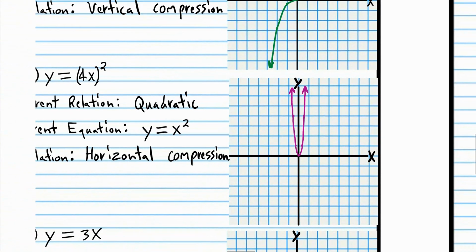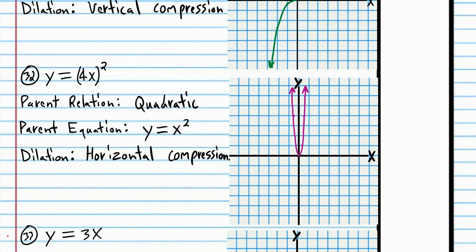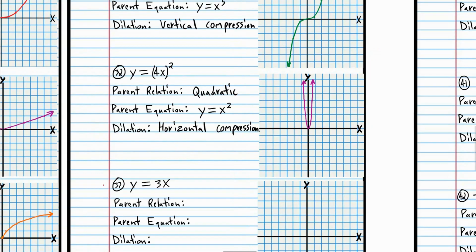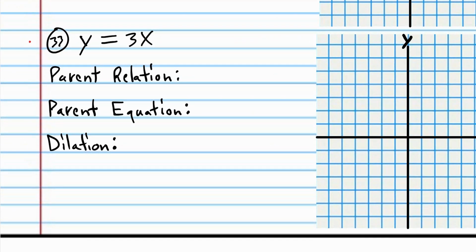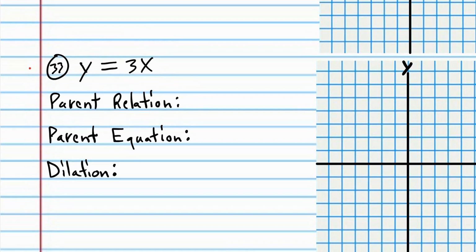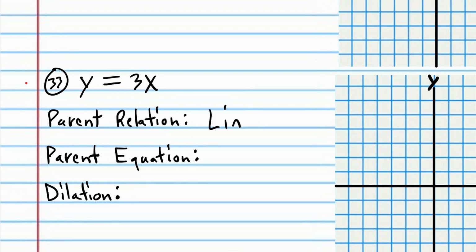So we compressed horizontally. We took the graph that looked like this, something like that, and we compressed it horizontally. We pushed in from the right and in from the left, and we turned it into the purple graph. Okay, if you got that one right, good job. So now we're just going to do a linear example. If you look at your library of relations, y equals x is the linear parent equation. So this is a linear parent relation.